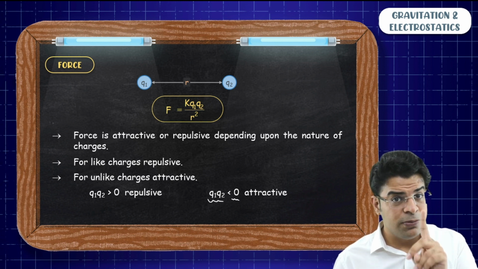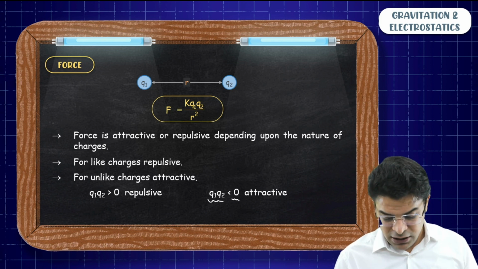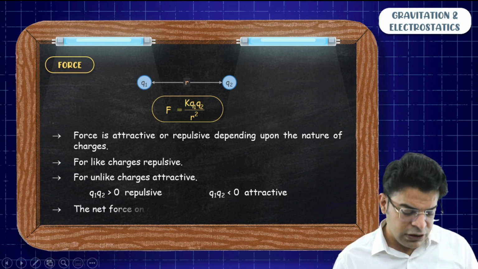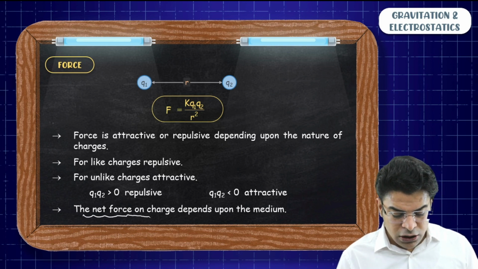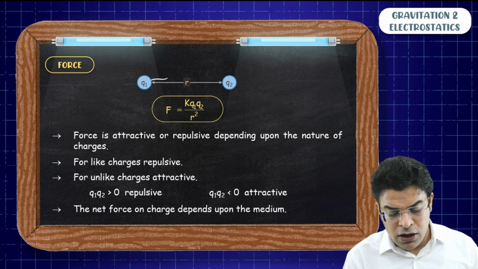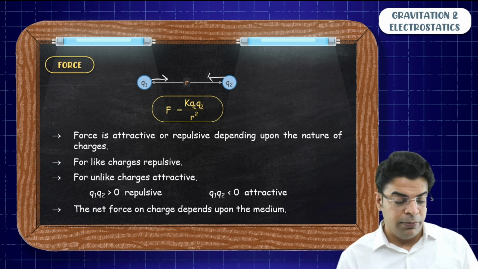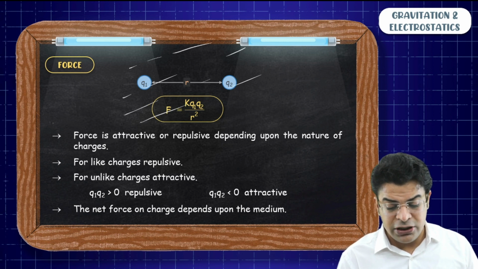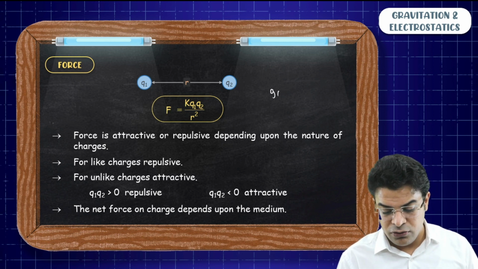One of them has to be positive while another one has to be negative. Then the force between the charges has to be attractive in nature. Now the important line: the net force on a charge depends upon the medium. The net force acting on one of the charges depends upon the medium. So if you have them placed inside a medium, then the force is not 9 into 10 raised to the power of 9 q1 q2 upon r square.